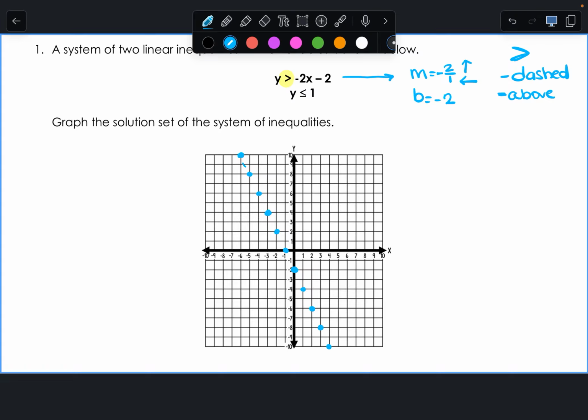Now, since we have a lot of points, I'm just going to draw little hash marks in between. If you have trouble figuring out what side is above, what side is below, you can use the y-intercept. The y-intercept is negative 2. Numbers above a negative 2 are positive numbers. So that would be the side that you would shade.